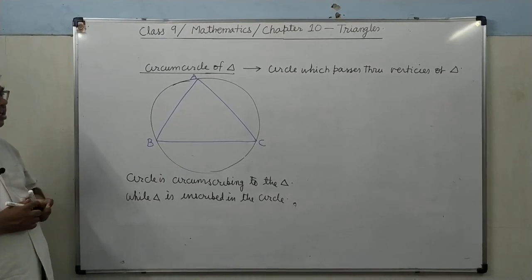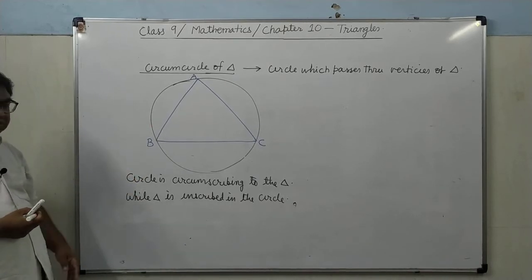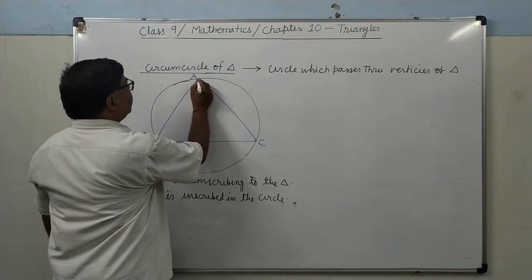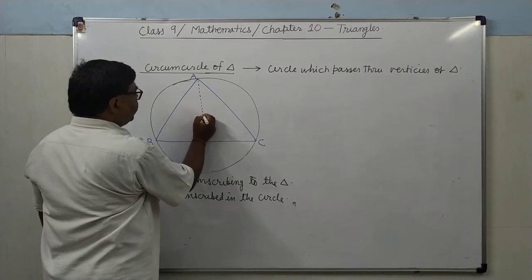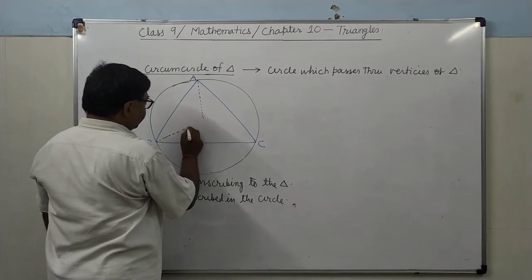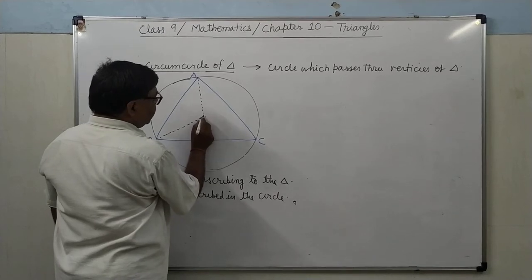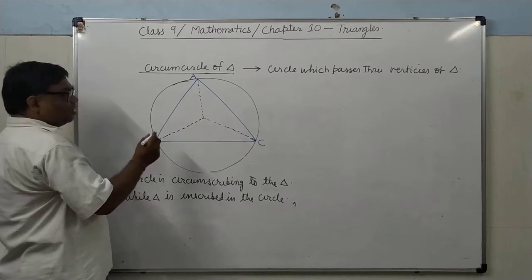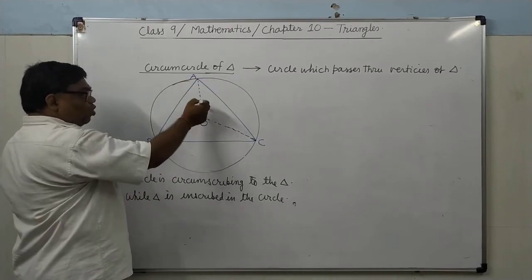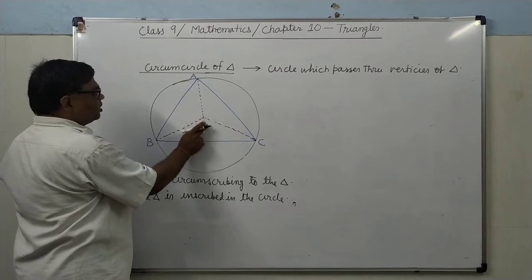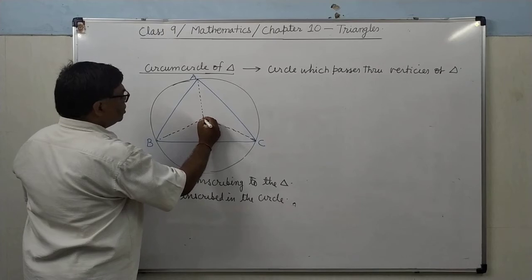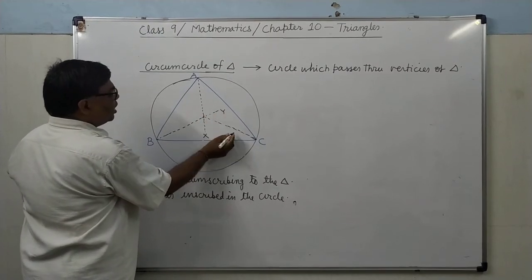It is clear? What will be the center of this circle? The center of this circle will be the point where the angle bisectors of the triangle meet. It is the point where the angle bisectors of the triangle meet. It's clear? You can see here, AO, or you can take it like this: AX, it is BY, and here it is CZ.